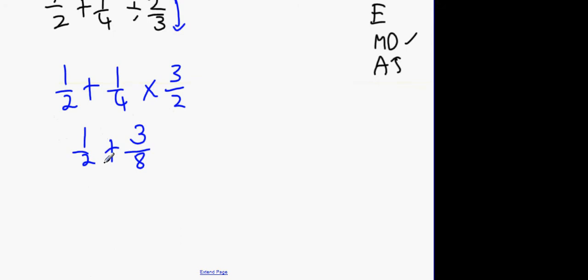We now need a lowest common denominator because we are adding fractions. Put a 4 on the bottom, 4 on the top. We'll get 4 over 8 plus 3 over 8. When we add them together, we're going to get 7 over 8.